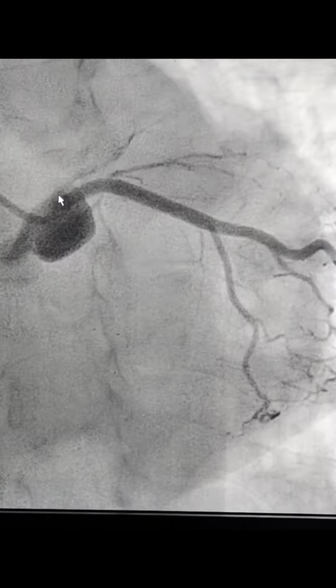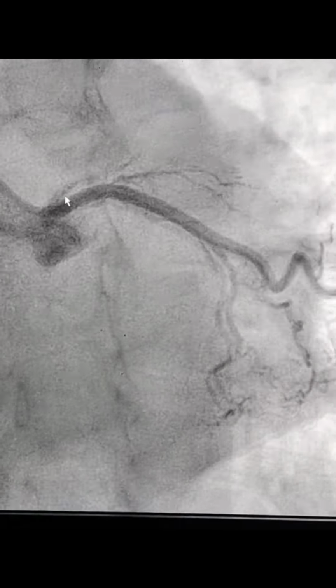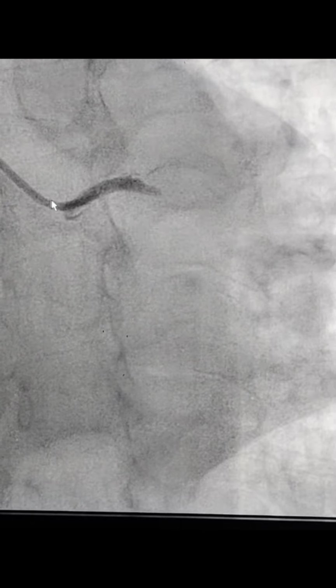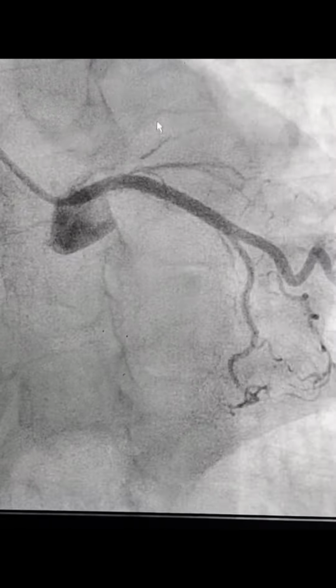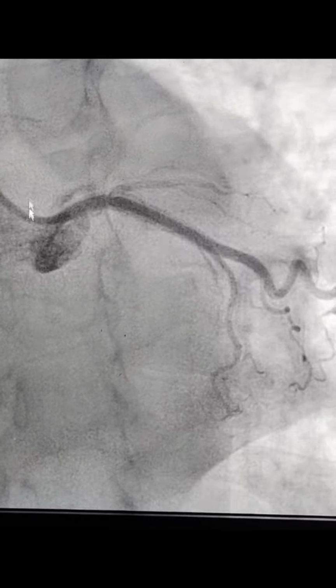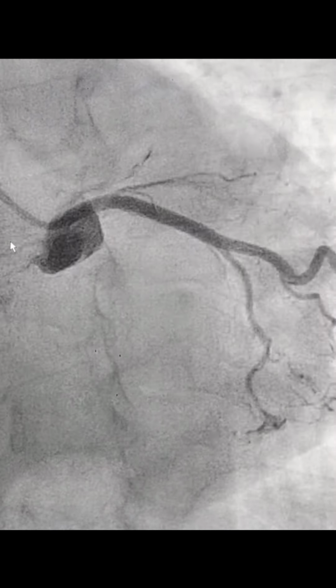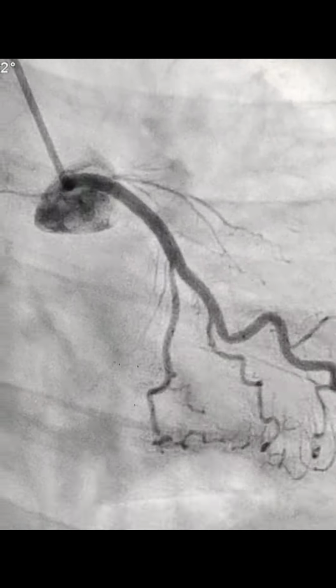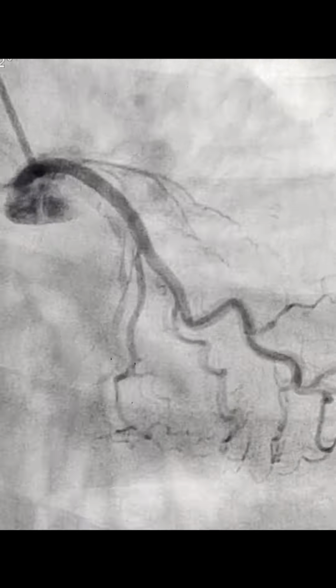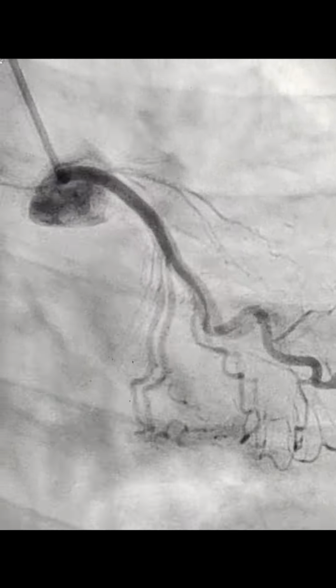And probably this LAD is coming from this area, and this must be the LAD, like it has to go like this. So this is a very complex procedure. After all clearance, we took the patient. This is an epicaudal view, and you can see the same thing. There must be a separate origin of LAD, and this is the selective engagement into the LCX.